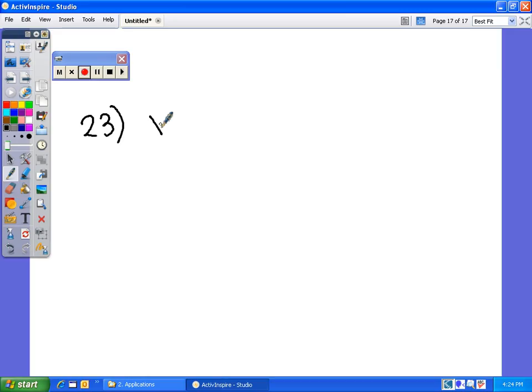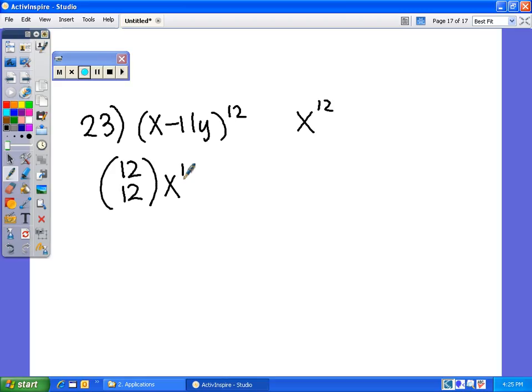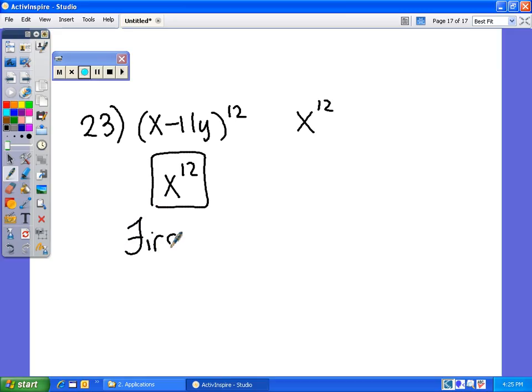Alright, so what is the x to the 12th term of (x - 11y) to the 12th? Well, if we were going to do a choose, we would do 12 choose 12, and then it'll be x to the 12th, y to the 0, because these both have to add up to 12. If you notice, since it's y to the 0, I don't need that. 12 choose 12 is the same thing as 1. I don't need that. So basically, that's the answer. This was a trick question for what is the first term, because the first term always matches that exponent.